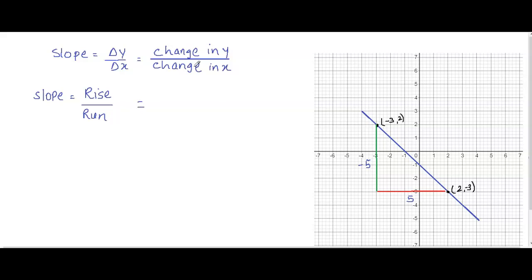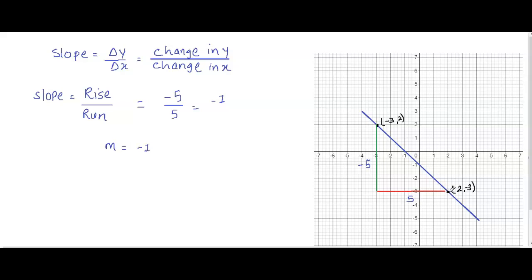Now we're just going to plug in the values into this formula. So change in y over change in x. So change in y is -5. So I'm going to plug in -5 here in this formula. And then change in x is 5. So I got 5 here, and -5 divided by 5 is going to give me -1. So I can say that the slope of this line is -1. And slope is represented by m, so I can say that m is equal to -1.